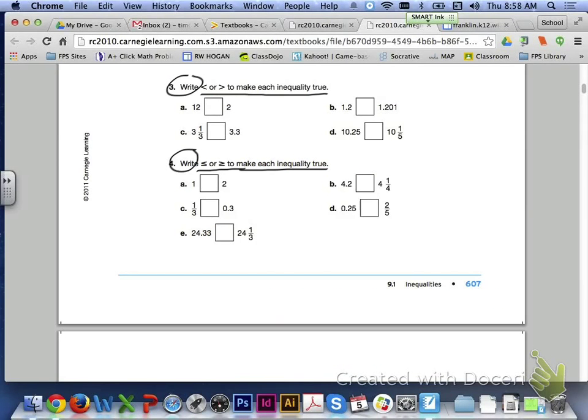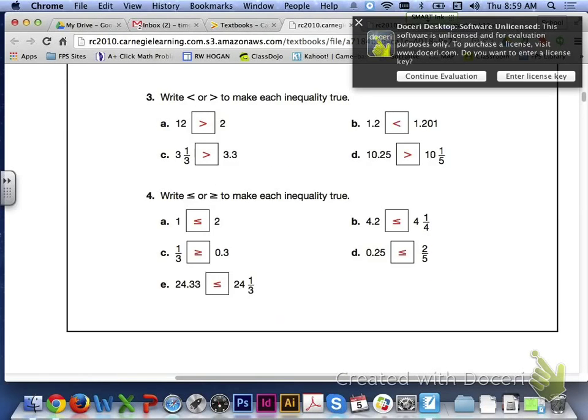Let's finish up problem 1 with number 3 and 4 at the bottom of page 607. For number 3, write less than or greater than to make each inequality true. And for number 4, write less than or equal to or greater than or equal to make each inequality true. If we take a look at number 3 first, letter A, 12 is greater than 2. B, 1 2/10 is less than 1 201 thousandths. Letter C, 3 1/3 is greater than 3 3/10. And letter D, 10 25 hundredths is greater than 10 1/5.